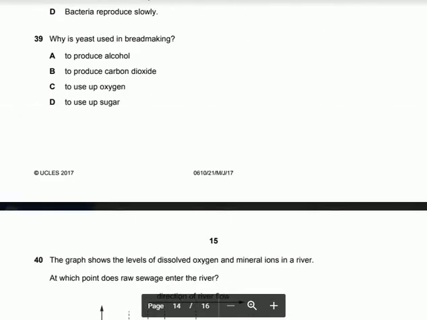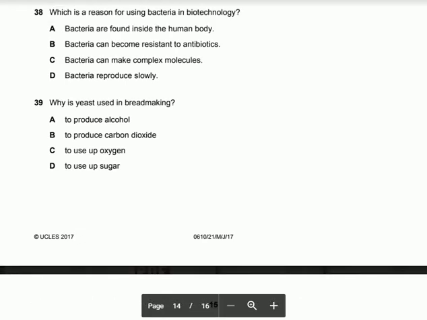Question number 39. Wait a minute. Okay, we made a mistake. I did not read the question properly. Which is a reason for using bacteria in biotechnology? Bacteria can make complex molecules. This is why it is used. Yes, we made a mistake here. They are used because bacteria can make complex molecules, not because they are resistant to antibiotics.